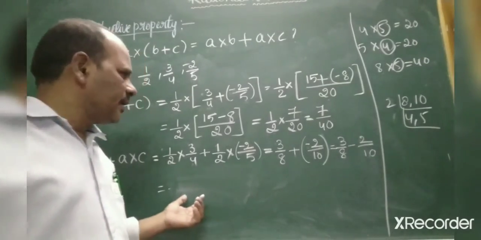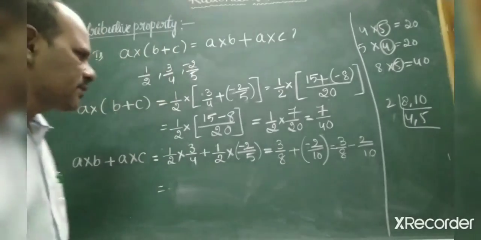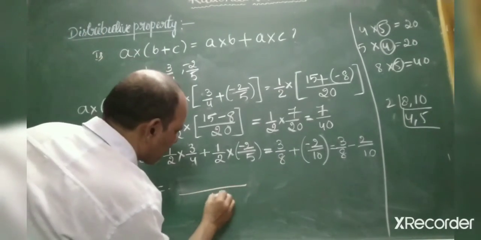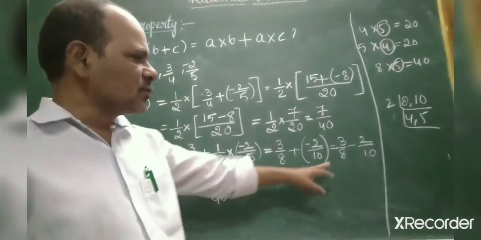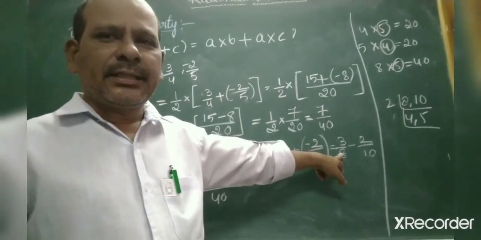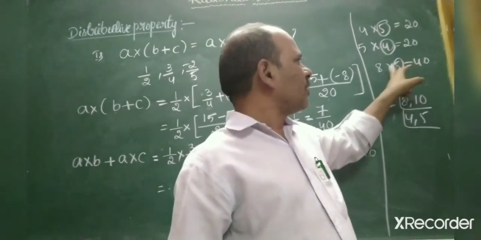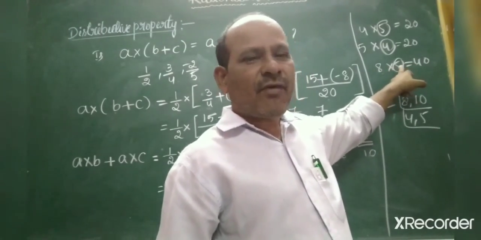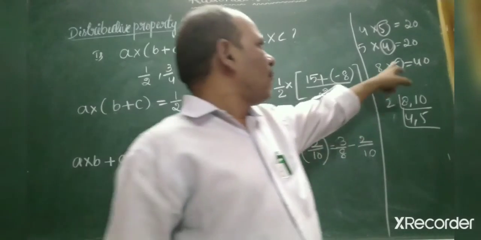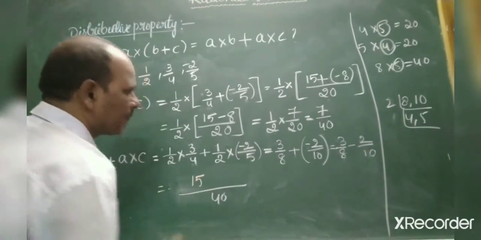Now see here, LCM of 8 and 10 is 40. Now check the first fraction, denominator is 8. 8, how many times in 40? 8 times 5 is 40, so 5 times. That 5 multiplies its numerator. 5 into 3, that is 15.